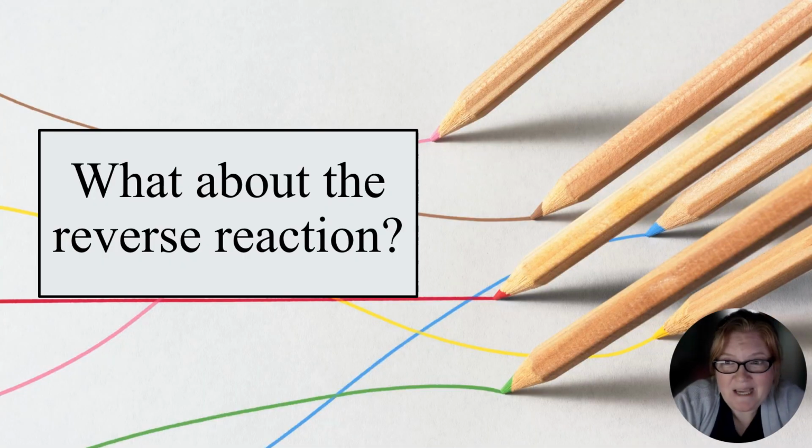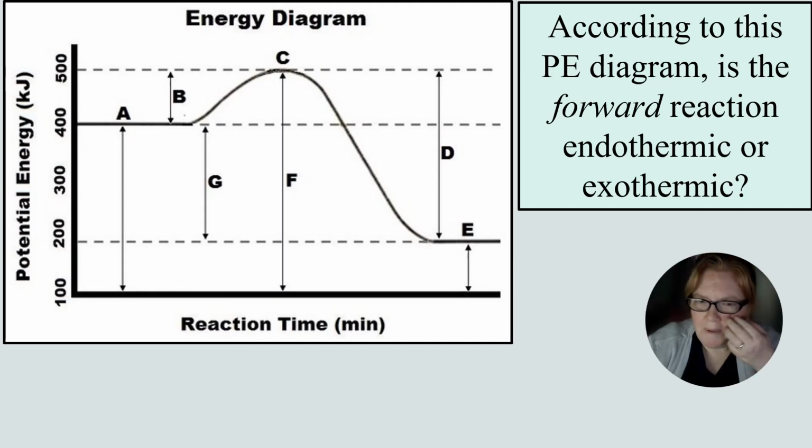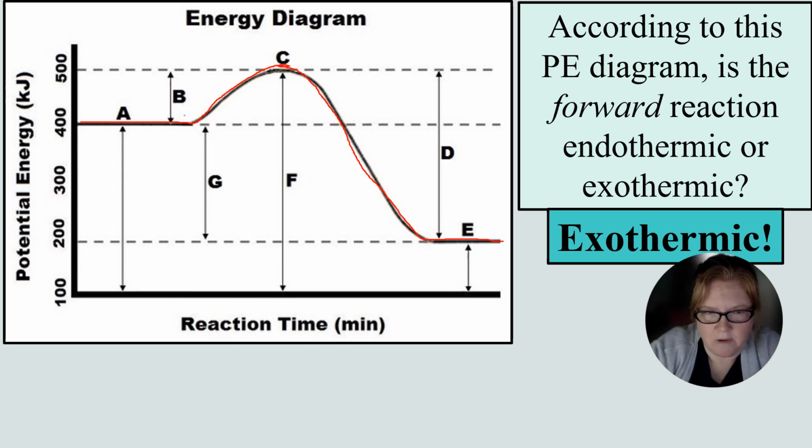Now, sometimes you're asked about the reverse reaction, okay? What do I mean? Well, we talked about the reaction going forward, right? So here we start with reactants, we add energy, we add energy, we add energy, we get to the activated complex. And then as the reaction proceeds, energy is released until we are at the energy level for products. So looking at that reaction for the forward reaction, would this reaction be exothermic or endothermic? Yeah, it would be exothermic.